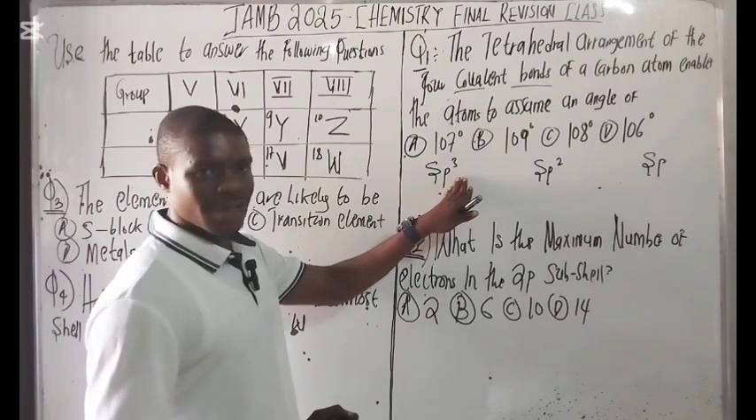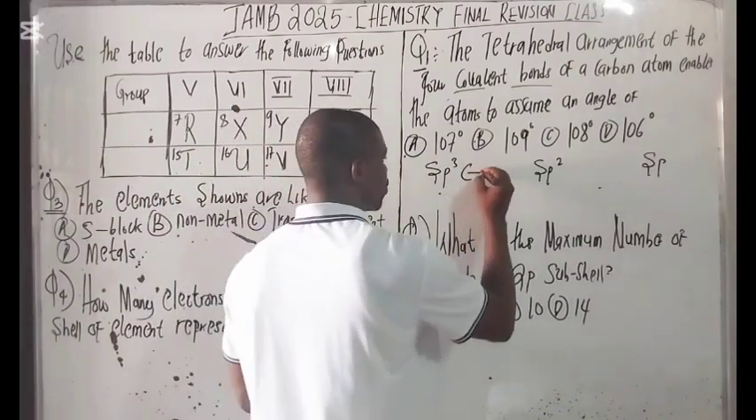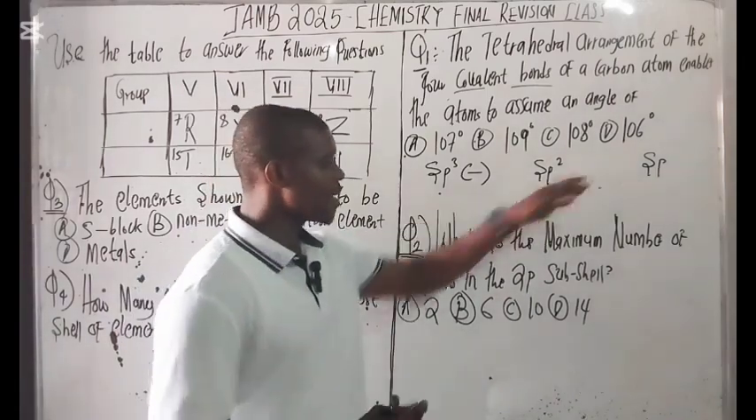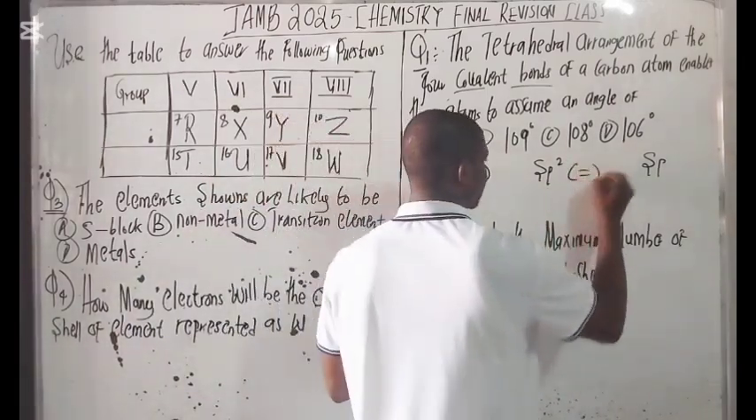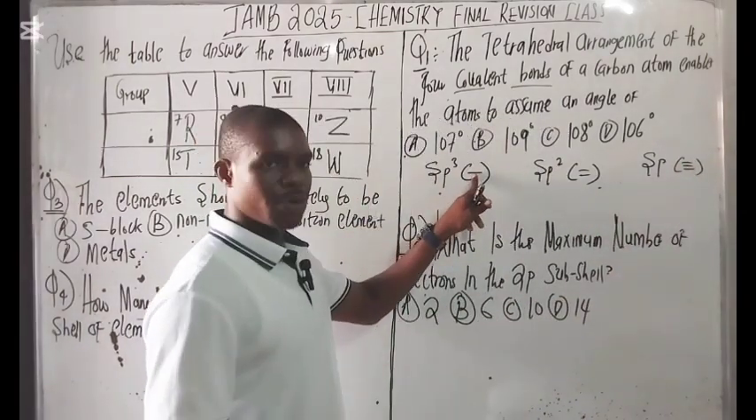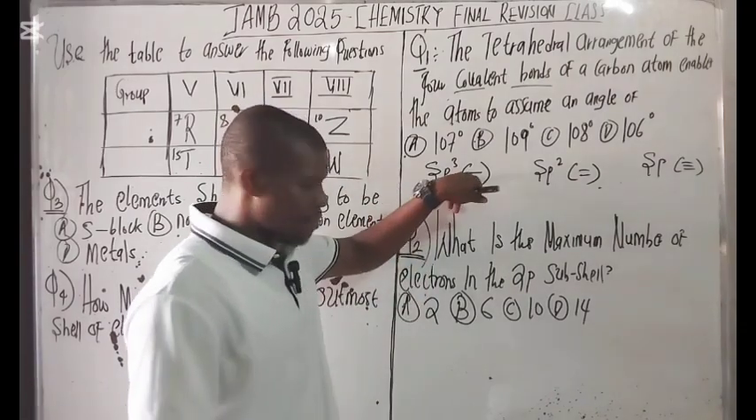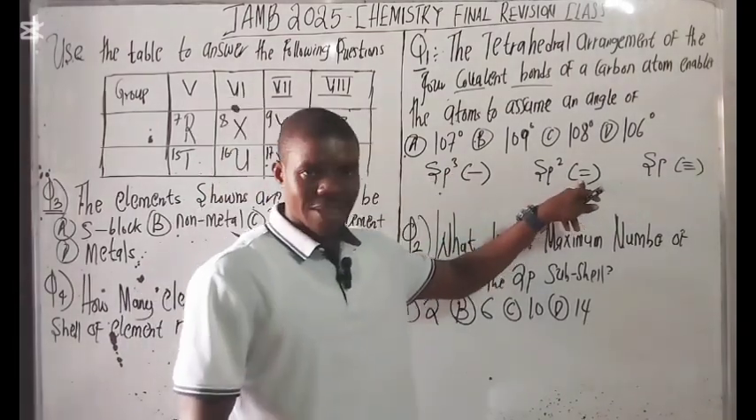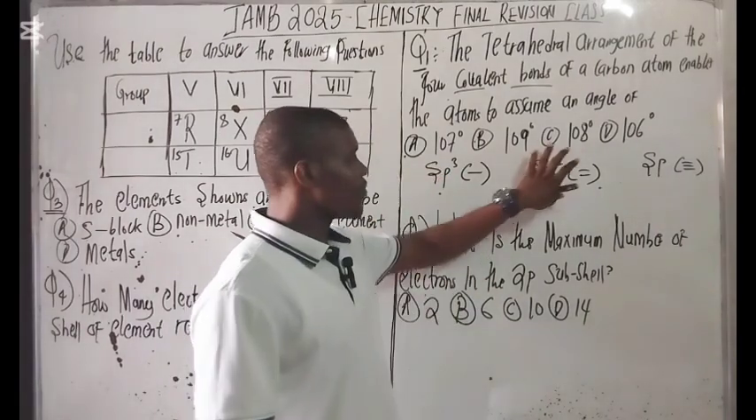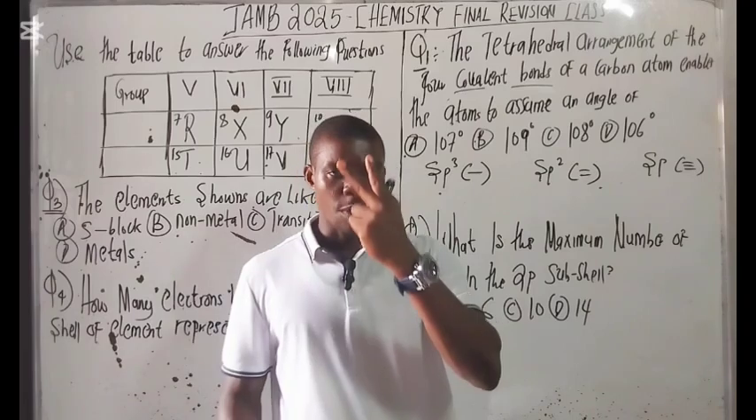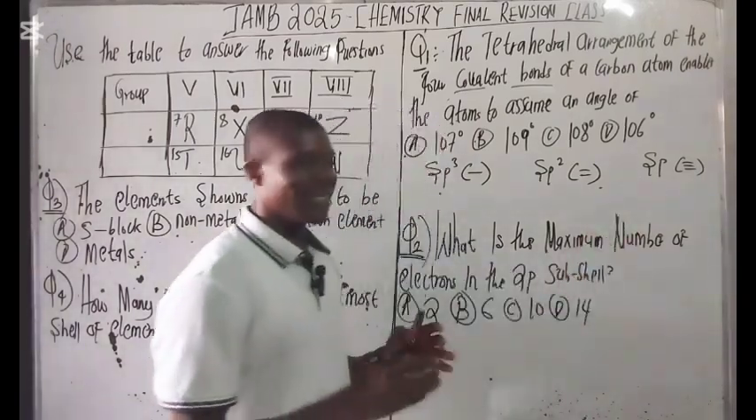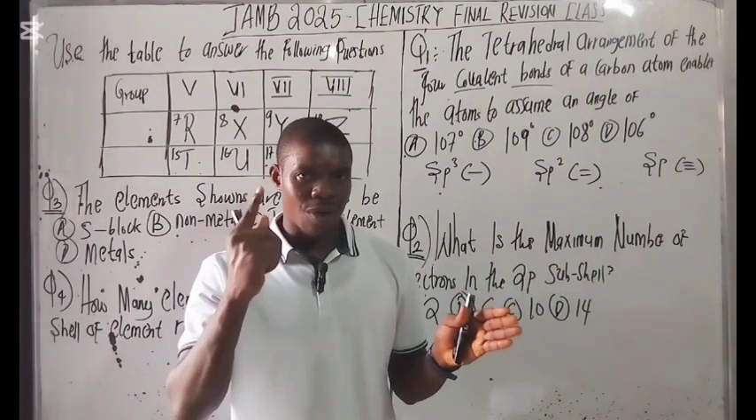Now the sp3 hybridization is a single bond. All single bonds of carbon are sp3. The sp2 is a double bond, while sp is a triple bond. Now this is under organic chemistry. Whenever you see sp3 hybridization, it is 1 sigma bond. Whenever you see sp2, it is a double bond, with 1 sigma bond and 1 pi bond. And sp is 2 pi bonds and 1 sigma bond.